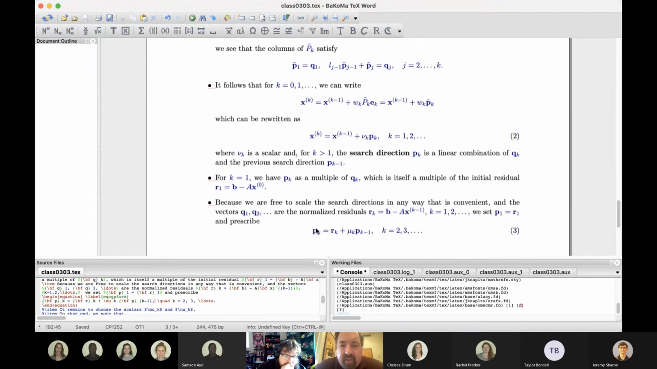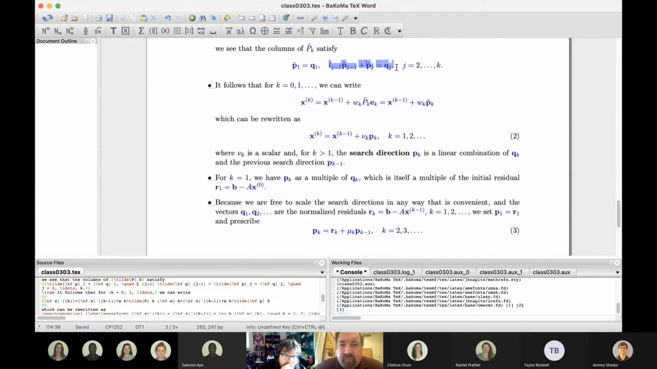Okay. If I compare this equation to this one, remember, Rk is a multiple of Qk, so those are parallel. And the P's are also parallel to the P tildes. All the vectors in these two equations are parallel to each other. And so that's what tells me that I can set each search direction equal to a residual plus a multiple of a previous search direction.